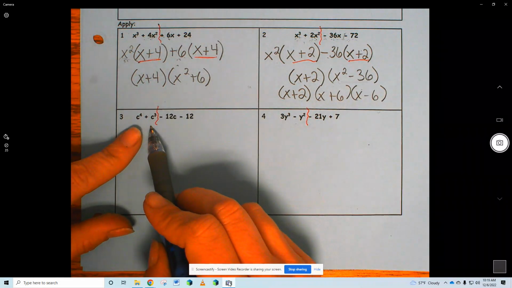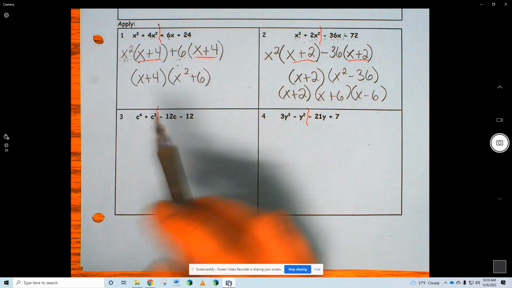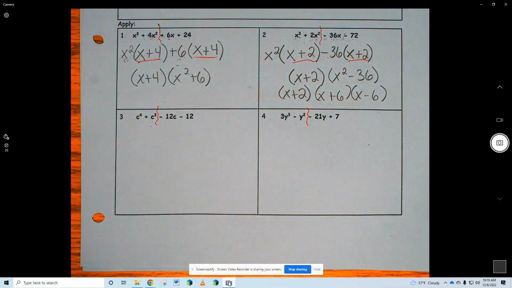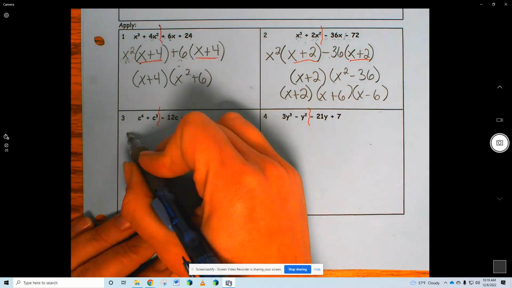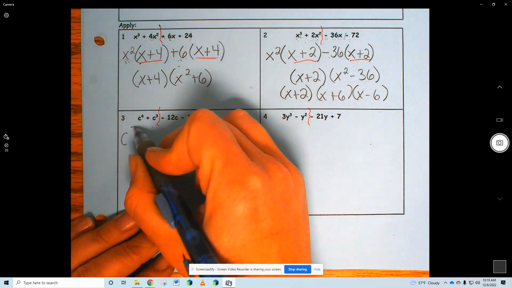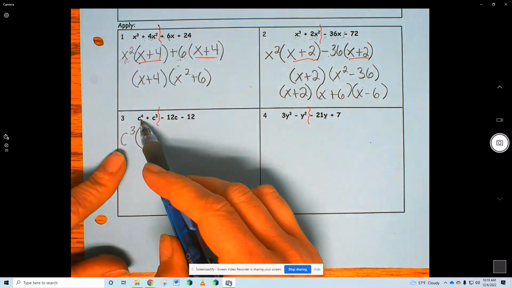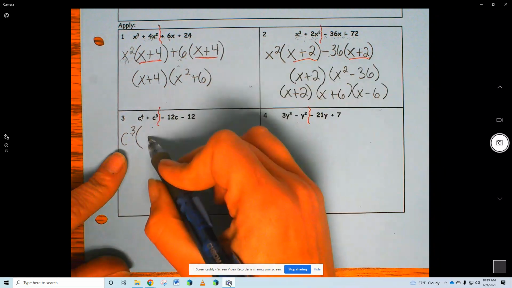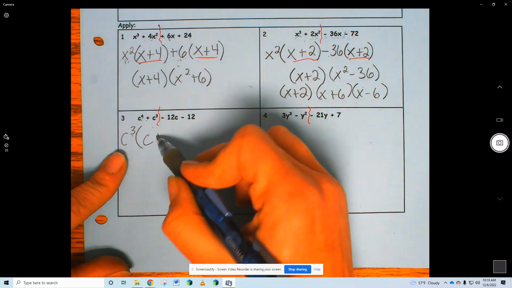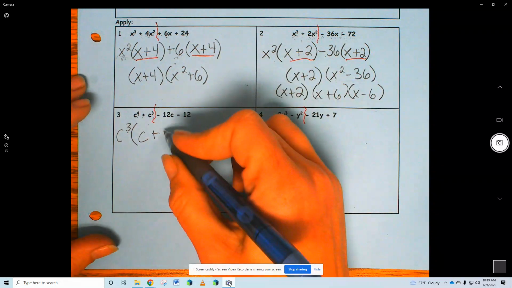Number 3. All right, let's pick up the pace a little bit, guys. C to the fourth and C cubed. How many C's do they both have? C cubed. C to the fourth, divide out C cubed. You're basically subtracting 4 minus 3, just a C. Plus sign stays. C cubed and C cubed, it's itself. You put a 1.